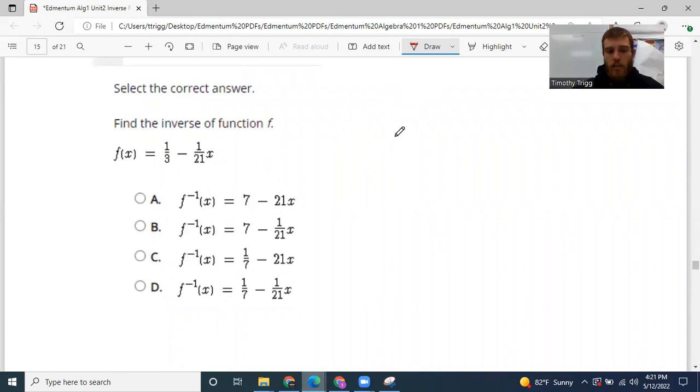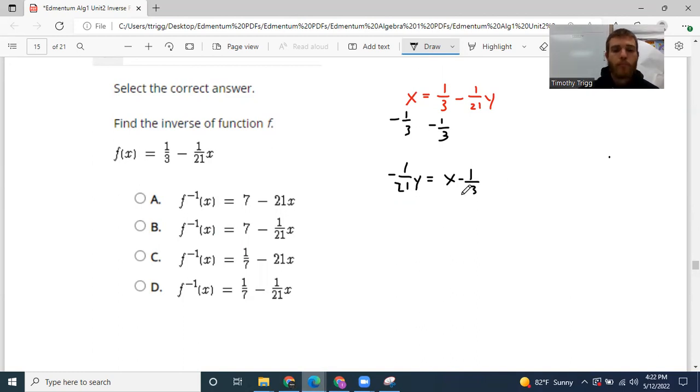Okay, well, more fractions. I replace f of x with x, and I replace x with y. For this one, my first step I'm going to do is subtract 1/3 both sides. And I'm going to move my y's over to the left side here. X minus 1/3, just like that. Now what we want to do is multiply both sides by -21. That way the negative times negative comes positive, and the 21 cancels with this 21.